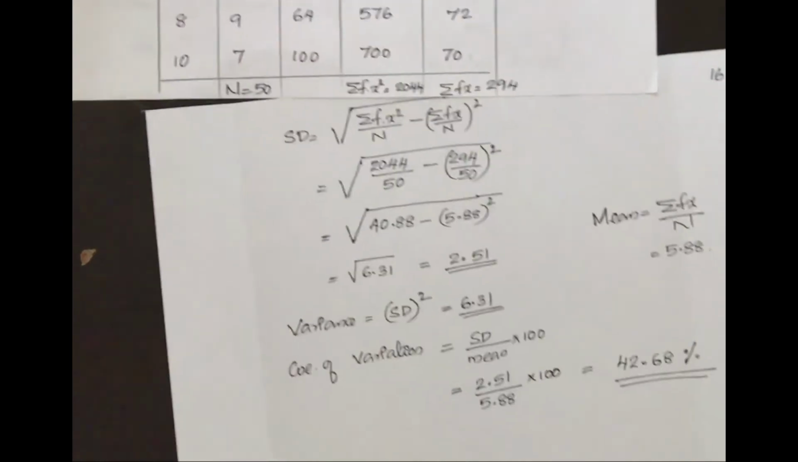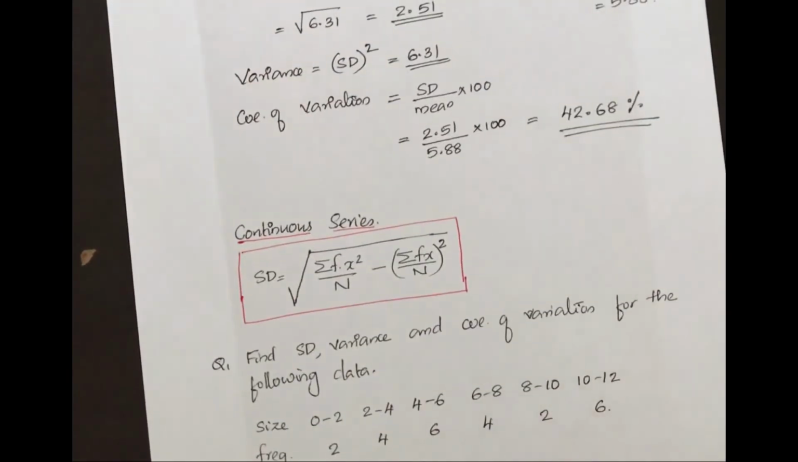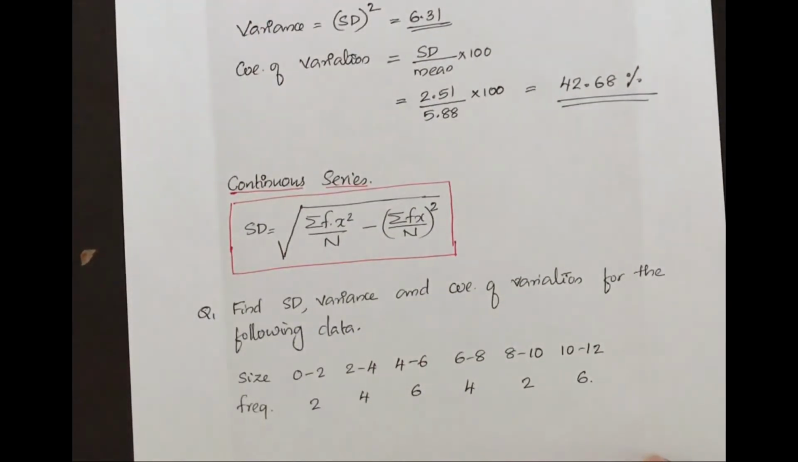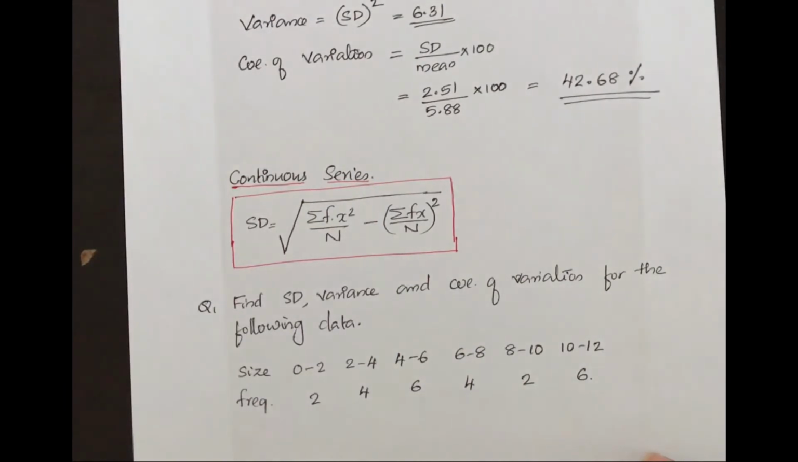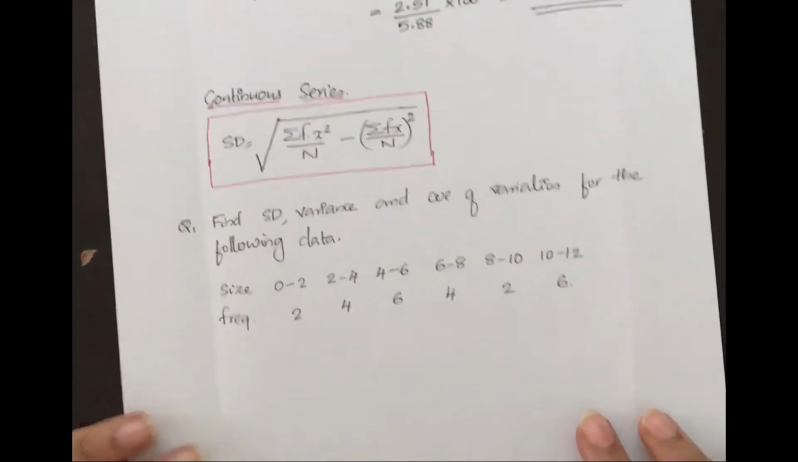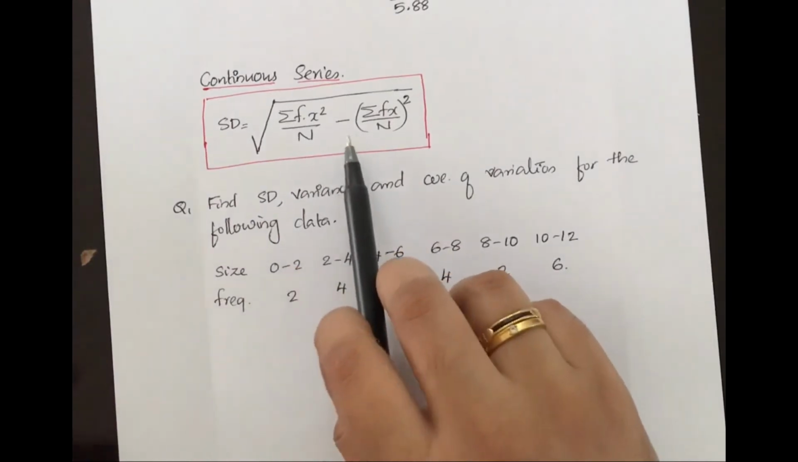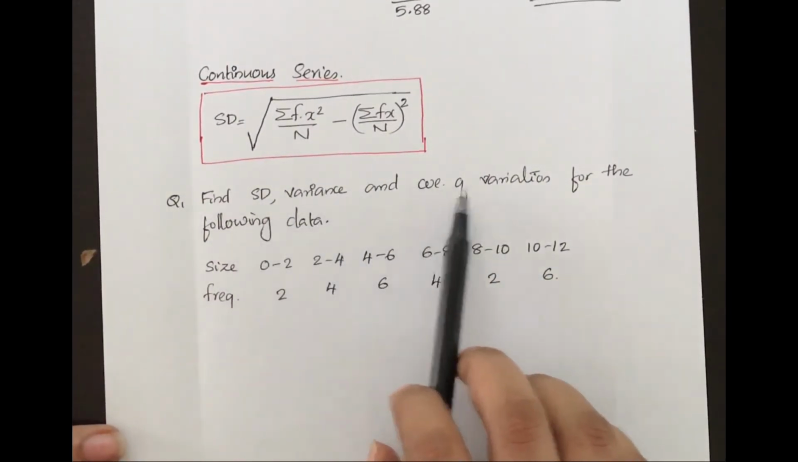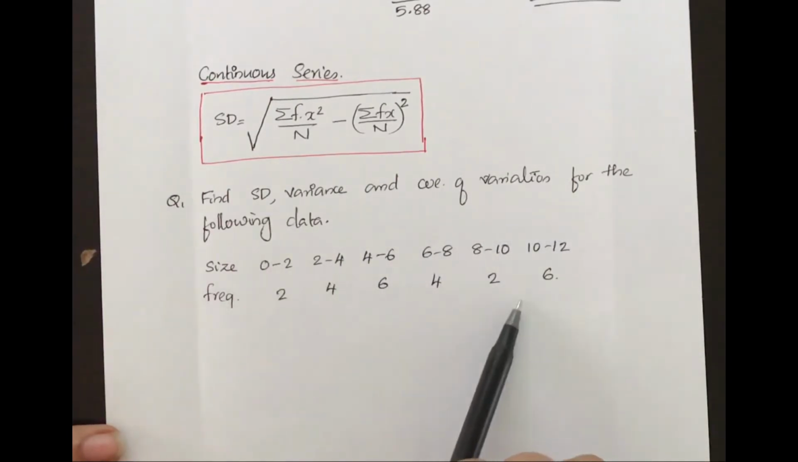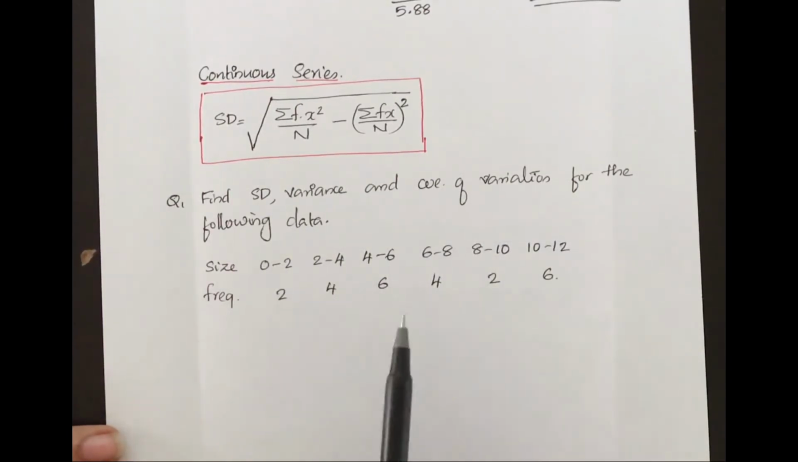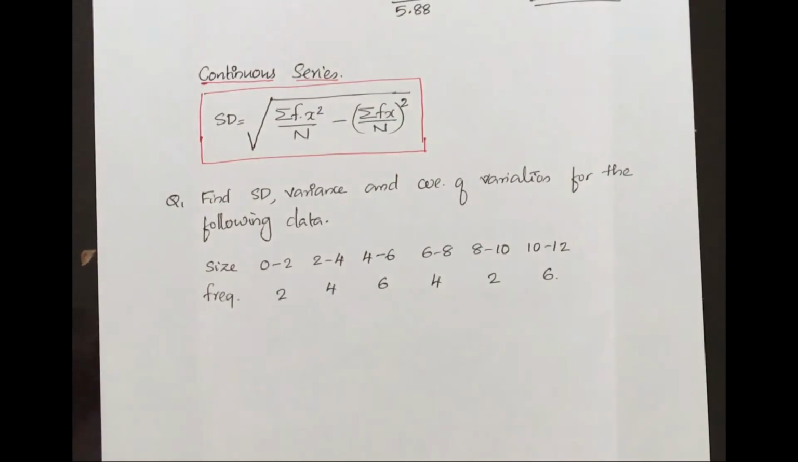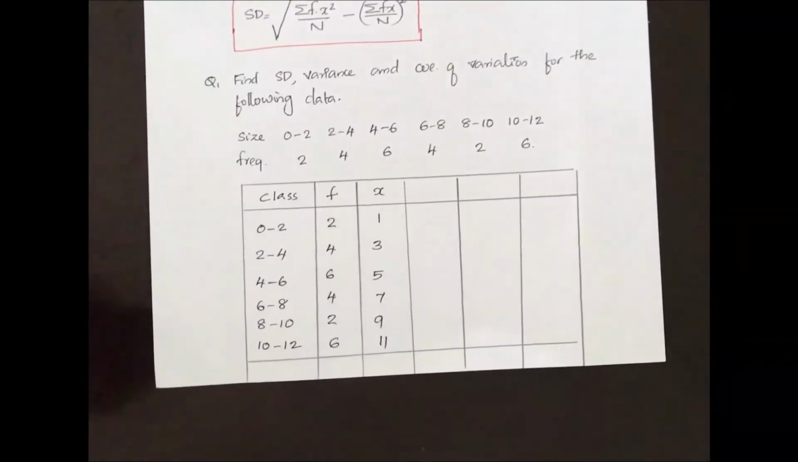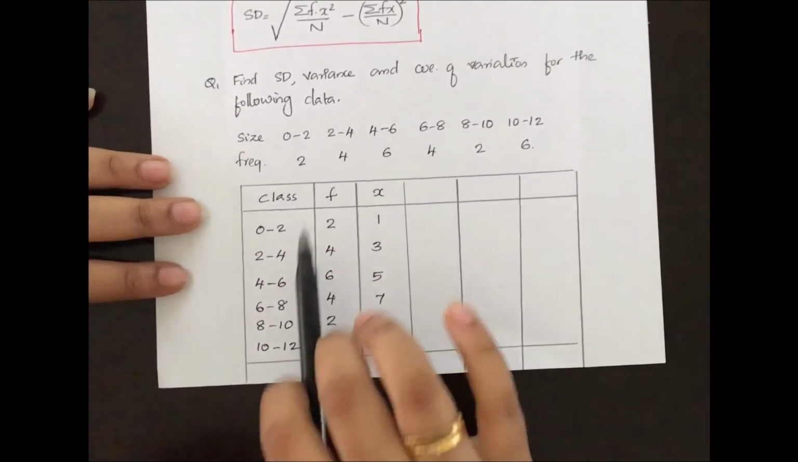Now the last type, standard deviation in continuous series. Find the equation, same as that of discrete series. Find standard deviation, variance and coefficient of variation for the following data. The data set is given. We need to find out the standard deviation, variance and coefficient of variation. So we are going to find out the standard deviation of this data set.